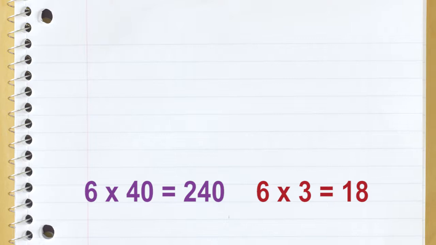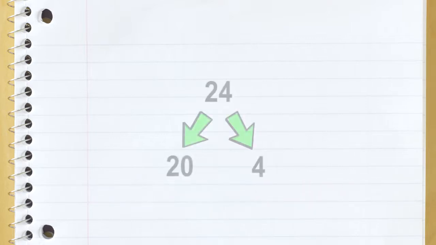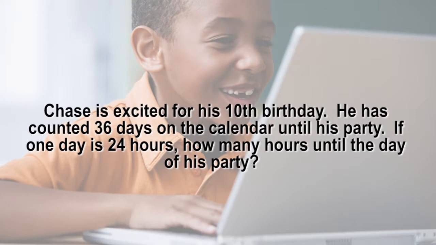As we solve, we will keep in mind the digit's value. For example, 24 is made up of 20 and 4. Let's start with our first problem. Chase is excited for his 10th birthday. He has counted 36 days on the calendar until his party. If one day is 24 hours, how many hours until the day of his party?